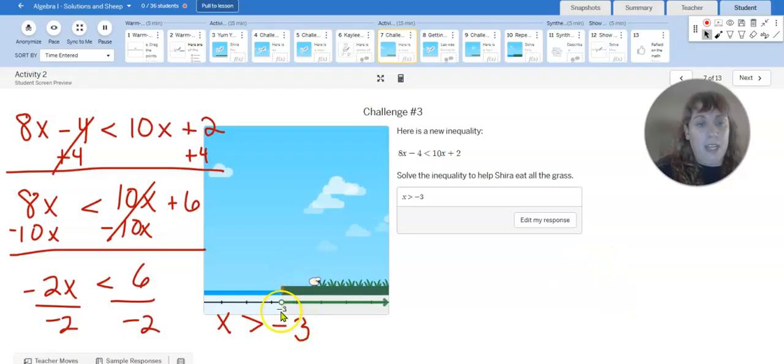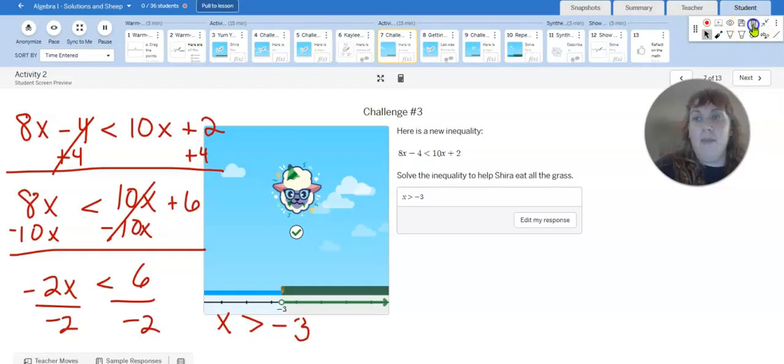Perfect. Open circle on negative 3 and going towards the right. Perfect. Nice job. Slide 8 when you're ready.